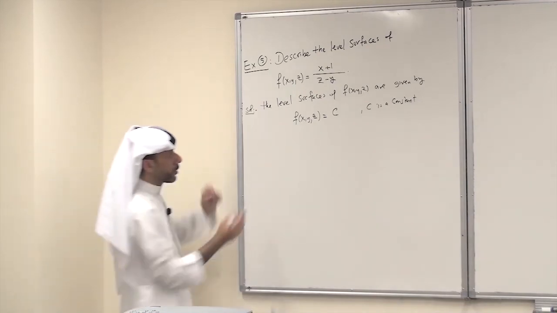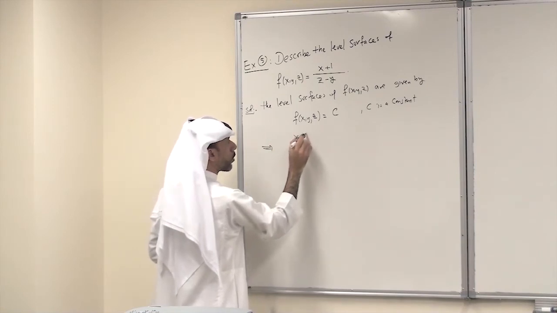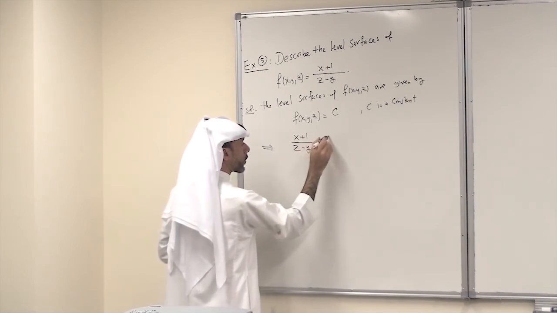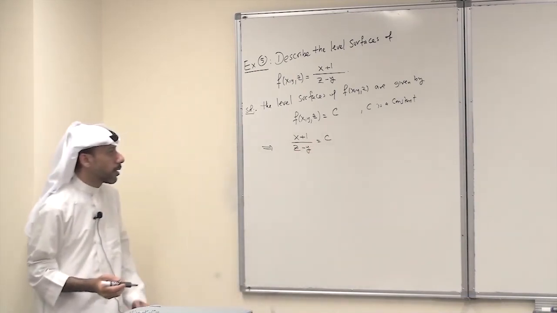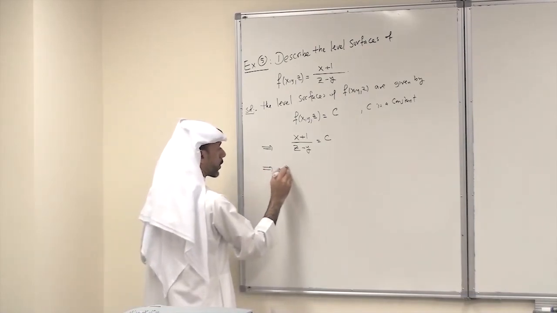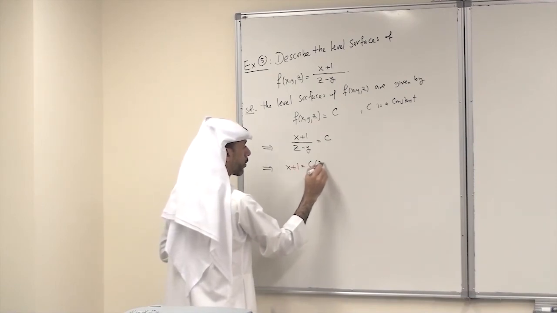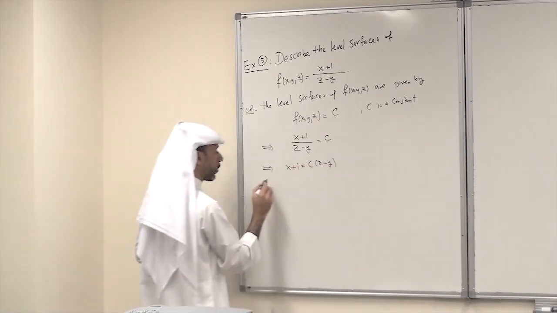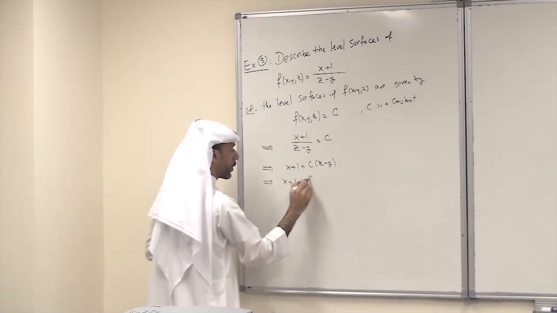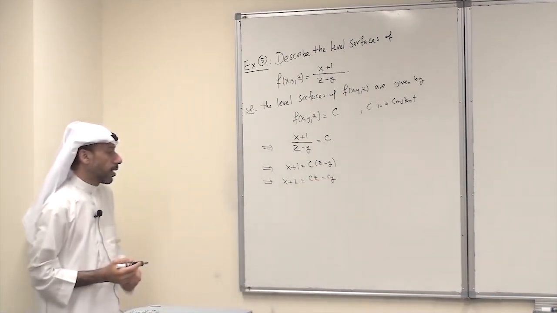So now just replace the function f by its value. So this is (x plus 1) over (z minus y) equals c, and we try to solve. Just rewrite this: this implies x plus 1 equals c times (z minus y). Or just x plus 1 equals cz minus cy.